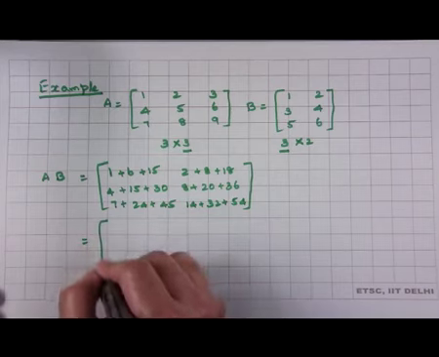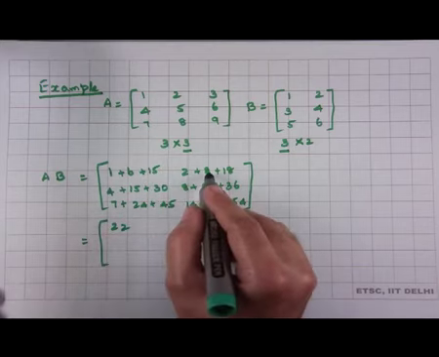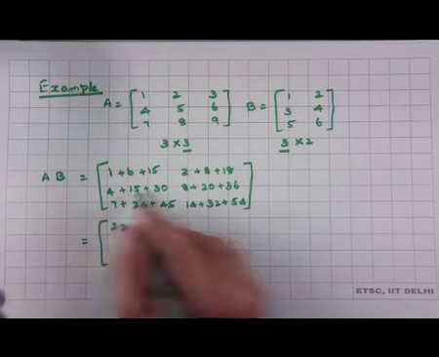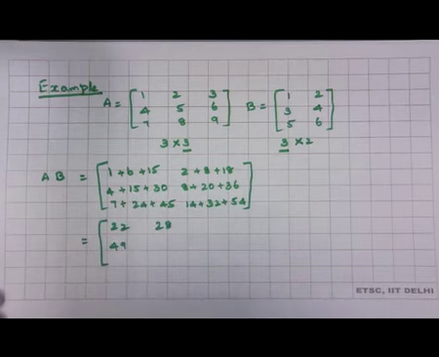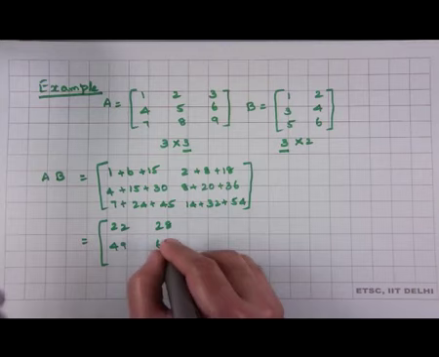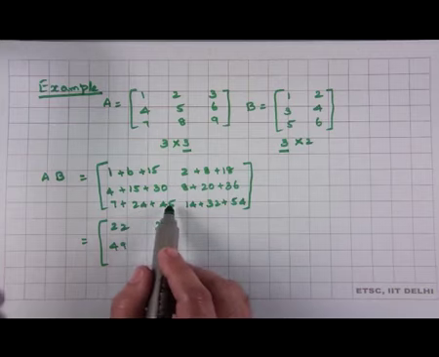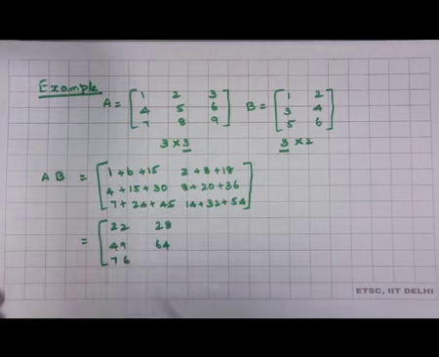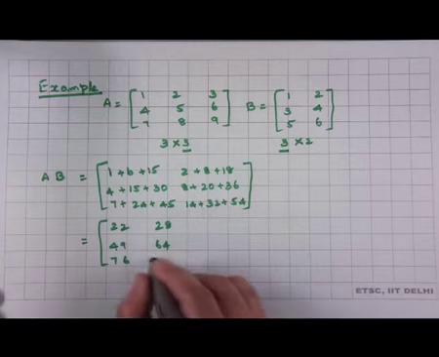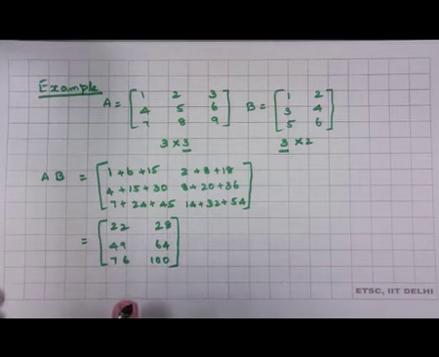Let us write down the final one just by adding these. 6 plus 1 is 7, 7 plus 15 is 22, 2 plus 8 is 10, 10 plus 18 is 28, 4 plus 15 is 19, 19 plus 30 is 49, 20 plus 8 is 28, 28 plus 36 is 64, 7 plus 24 is 31, 31 plus 45 is 76, 14 plus 32 is 46, 46 plus 54 is 100. So, this is the final resulting matrix.